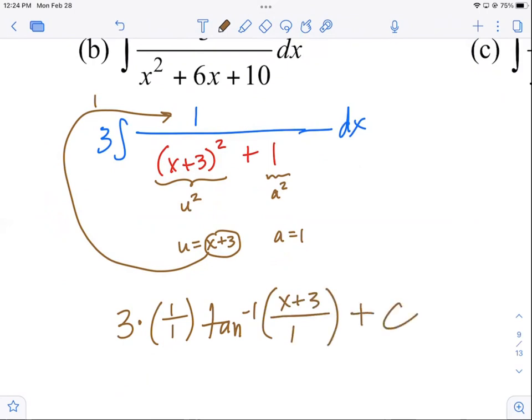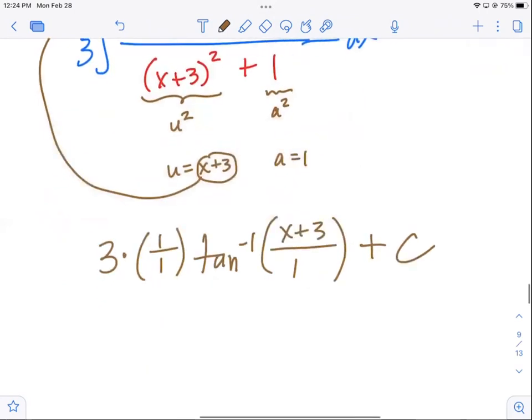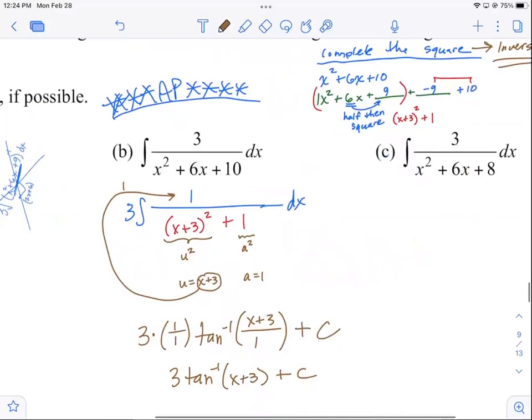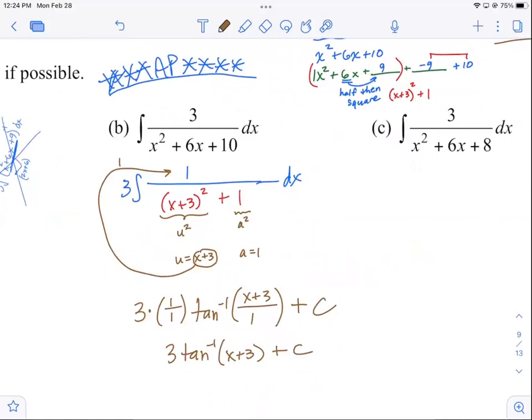And free response, I'm just walking away there. I'm not simplifying. AP reader's going to see that and they're like, dang, they were taught well. Look at that. Okay. And then, of course, on a multiple choice, that won't be there. So it's 3 inverse or arctangent of just the quantity x plus 3 plus c. Nice. And if you want, you could verify that that's right by taking the derivative. Yeah. If we had time, but we don't have time.